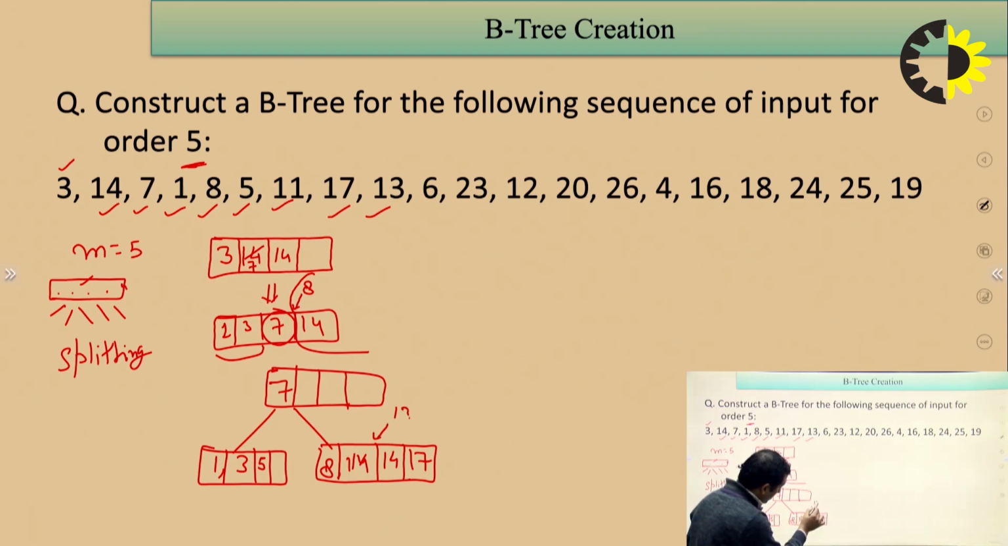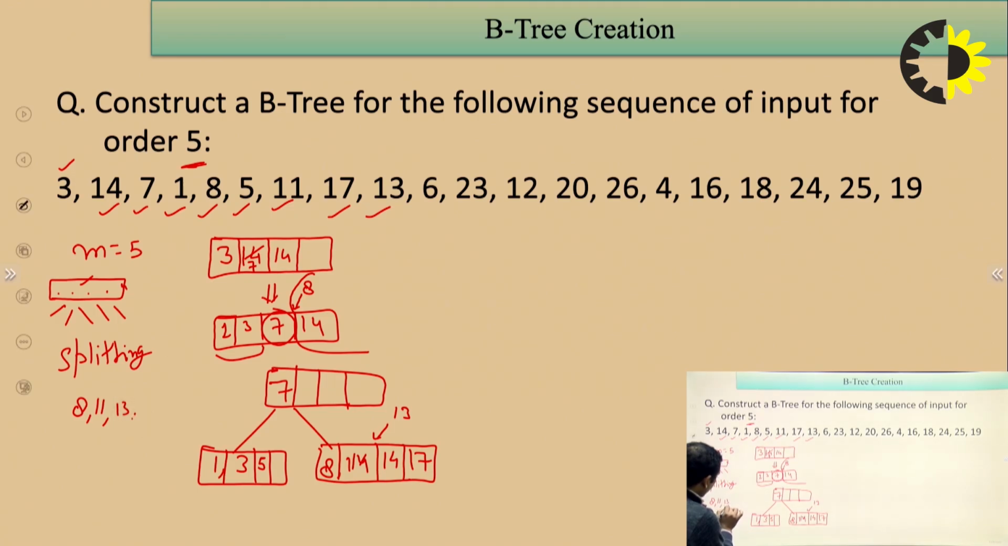In this place, in sorted manner: 8, 11, 13, 14, 17. Now, the splitting operation will take place. The splitting point among 8, 11, 13, 14 and 17, splitting to the right side and the left side, will be 13.